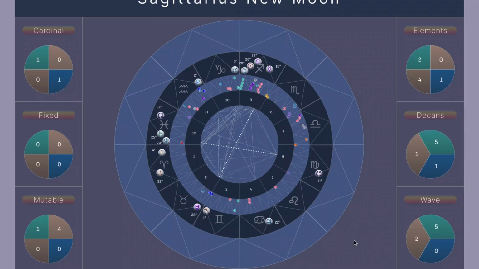And I haven't really thought through the structure in terms of how to show aspects. I had tried having them on the sign wheel, but it was just too busy. And this just felt like a cleaner way to look at it.